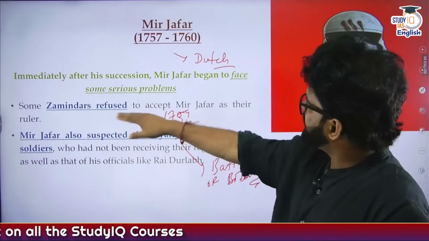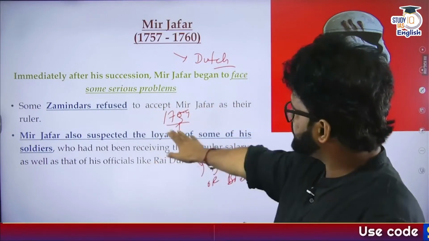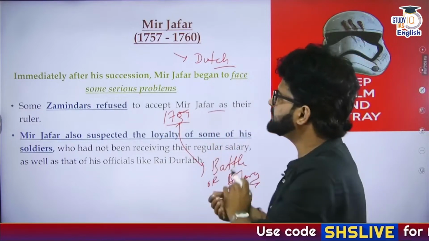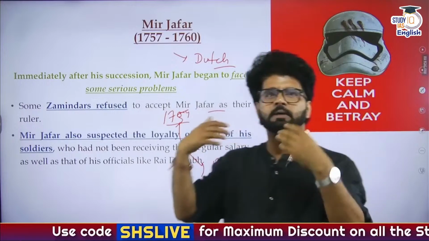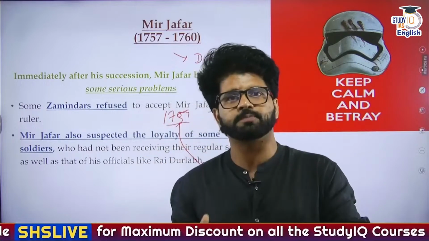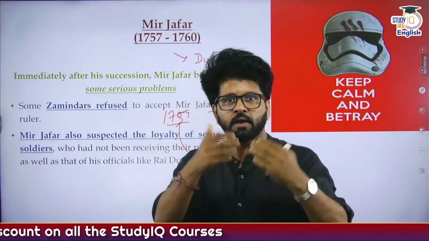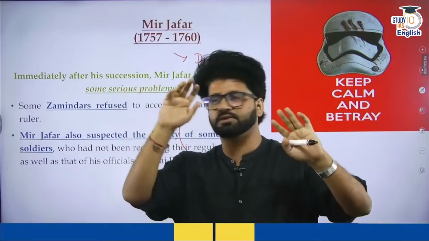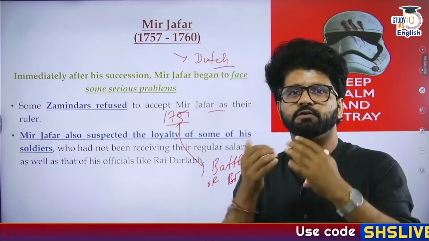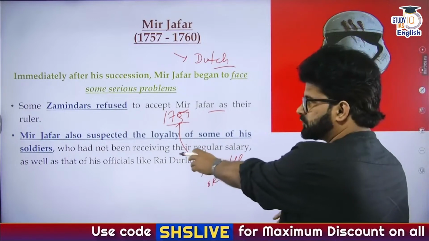Fine. So immediately after his succession, Mir Zafar began to face some serious problems. Some zamindars refused to accept Mir Zafar as their ruler, because again they were not trusting him. Many people started believing that he was the one responsible for the death of Sirajuddaulah, and he actually was. So all those doubts which these people had in their minds were not unfounded.